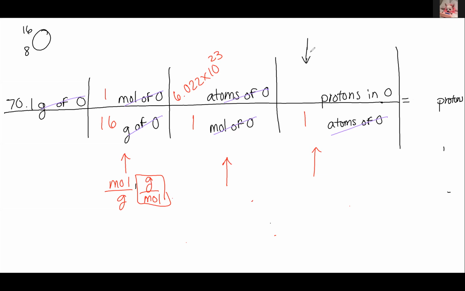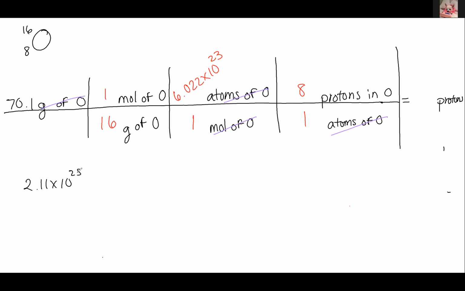So we have 1 atom of oxygen. In 1 atom of oxygen, how many protons are there? Would it be 8? There you go. So we have 8 protons. Now that we have that, can you guys do the math and show me how many protons this would be? 2.11 times 10 to the 25th. 2.11 times 10 to the 25th.